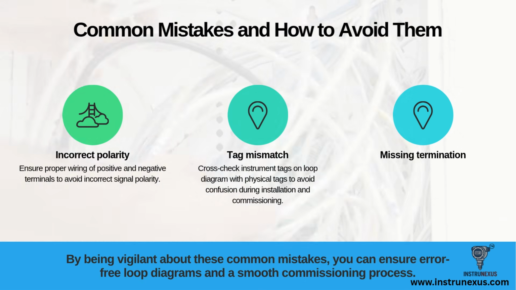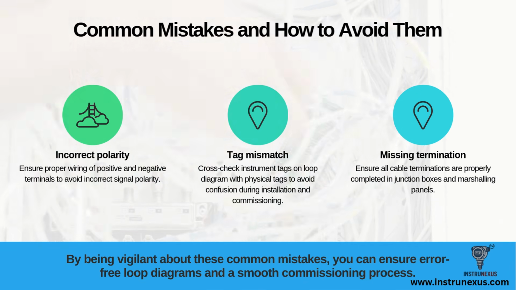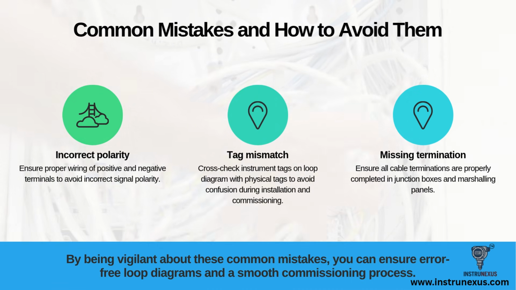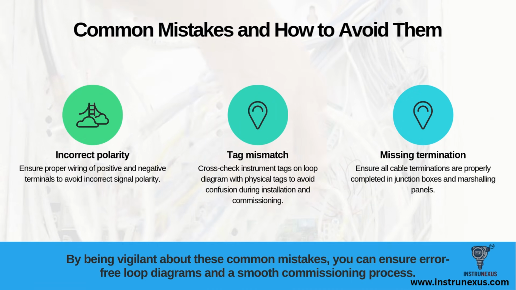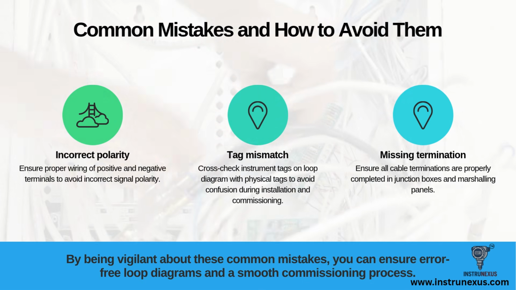Third, missing terminations. Forgetting to show how a cable shield is terminated or where spare cores are parked can lead to improper installation, signal noise, or safety hazards. How do we avoid these? By being vigilant and performing the rigorous cross-checks we just discussed.